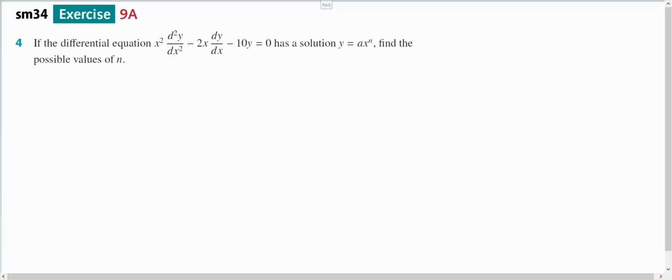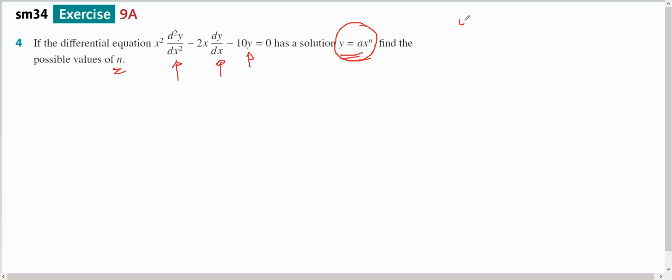This is for Year 12 Specialist. It comes out of 9A question number 4. If this differential equation that involves a second derivative and a first derivative and y has this solution, find the possible values of n. Okay, what I need to do is to take the first derivative, replace it, take the second derivative, replace it, and then explore what's happening over here for the values of n.